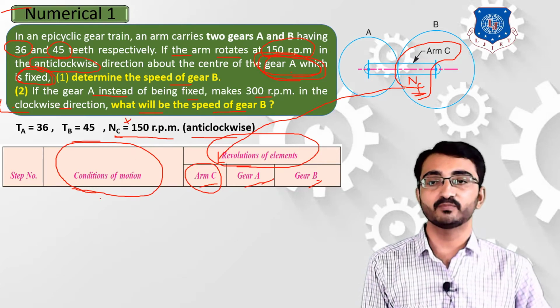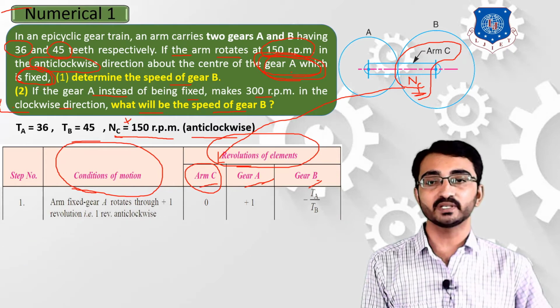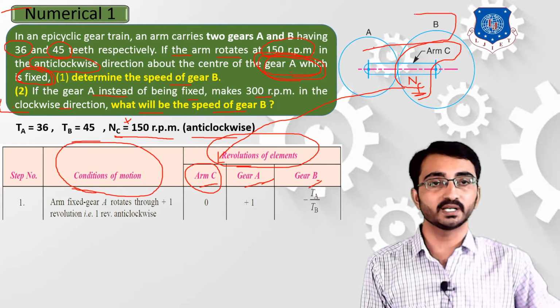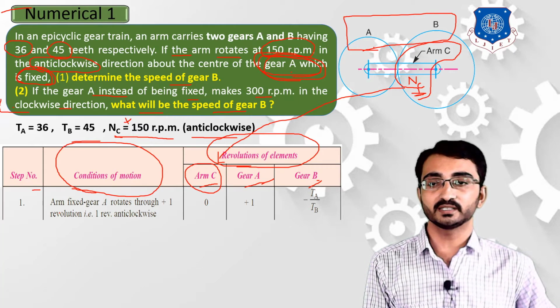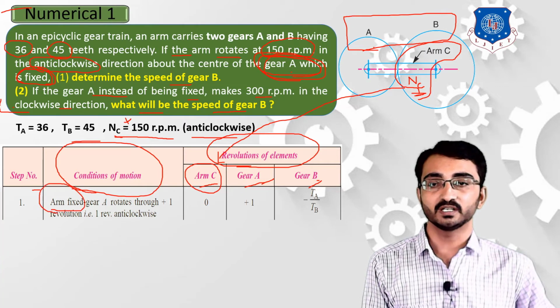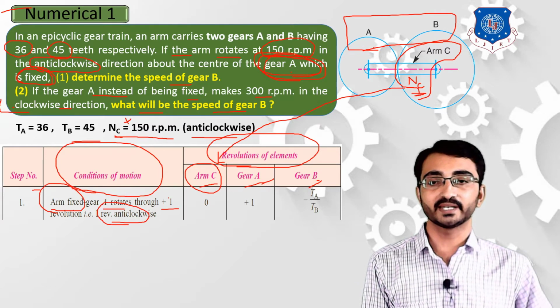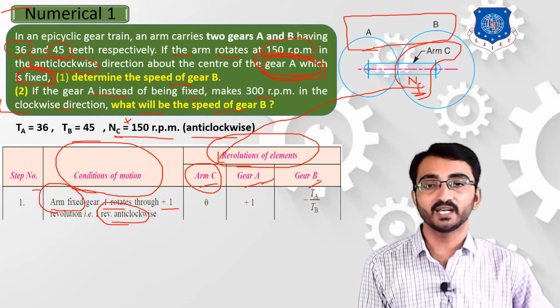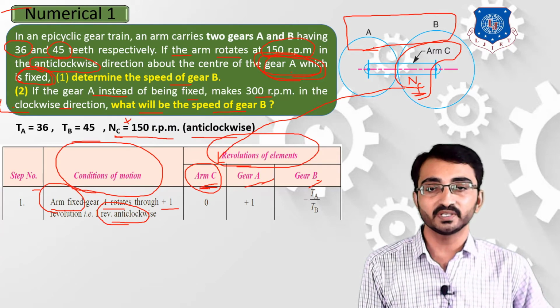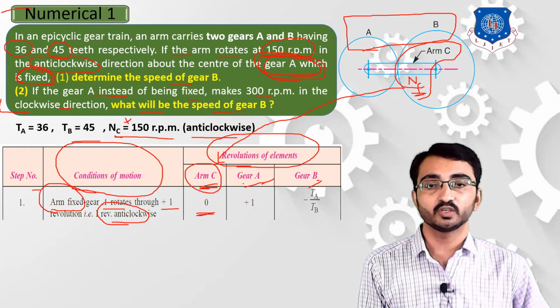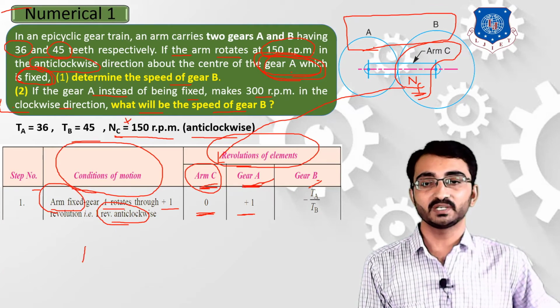Now the first condition of motion: we will always consider that our arm is fixed. In that case gear A and gear B will form a simple gear train. So in this numerical, with the arm fixed, gear A is rotating plus one revolution in anti-clockwise direction, and similarly you can derive the equation for gear B. Let's find the values of speed. The arm is fixed, so we put 0. Gear A is rotating with plus 1 RPM, so we consider plus 1. Now gear B is rotating with respect to gear A, and the assembly is a simple gear train.